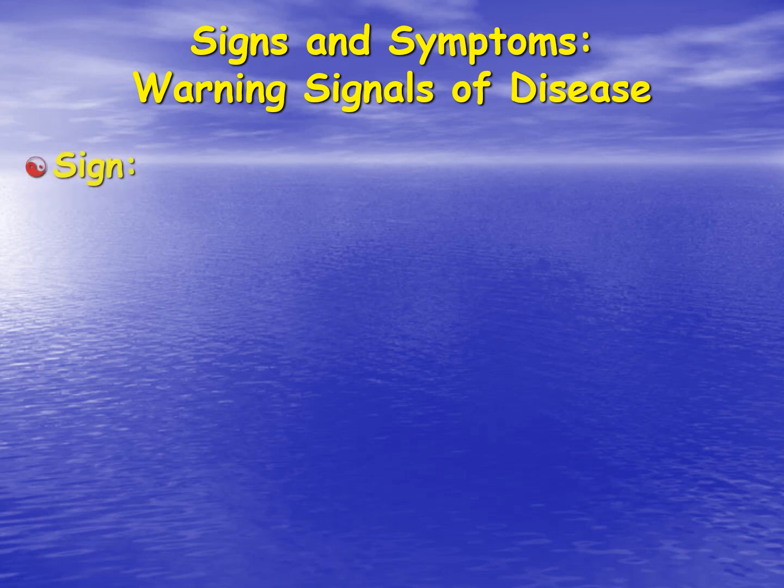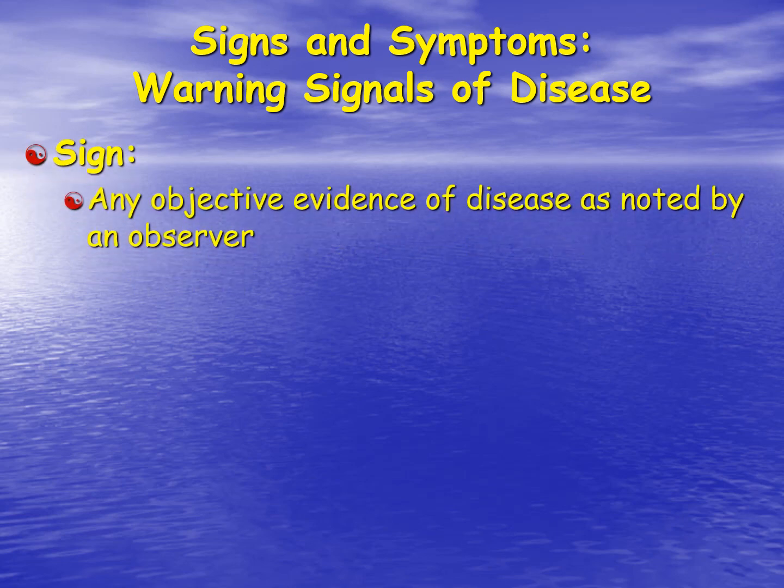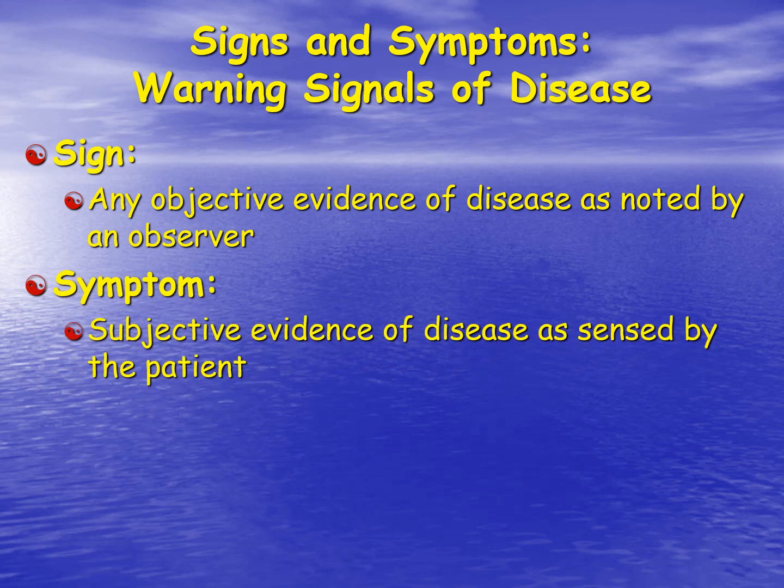Well, what is a sign? A sign is any objective evidence of disease that can be measured or noted or seen by an observer, whereas a symptom is subjective evidence of disease as sensed or felt by the patient. So I could say, I don't feel good. That's a symptom. Well, where does it hurt? Everywhere. That's still a symptom. So let me ask the question, is pain a sign or symptom? Well, we'll talk about that here in just a moment.